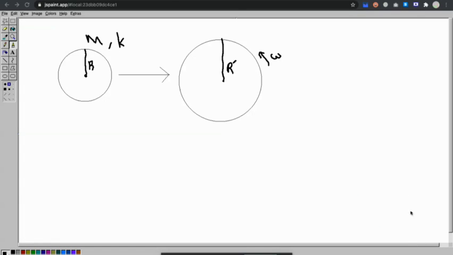Okay, so this is the problem, and I'm going to post the problem on the screen right now. So try the problem on your own before I start explaining it.